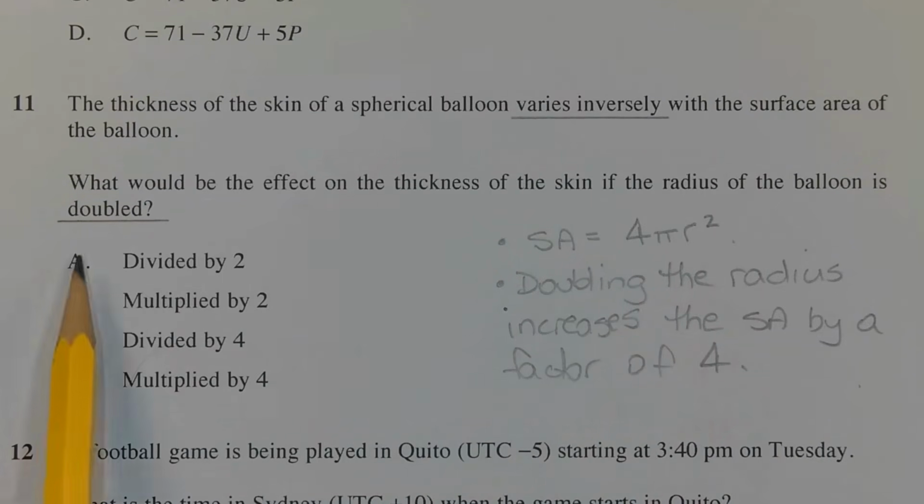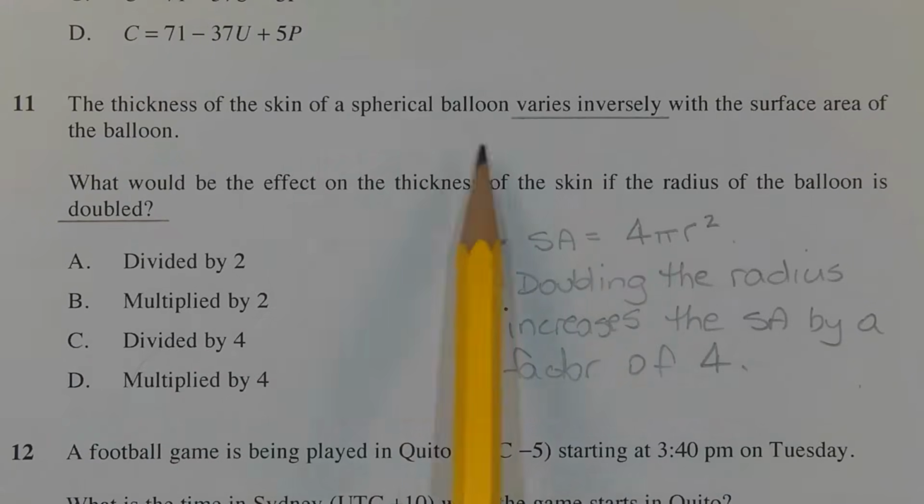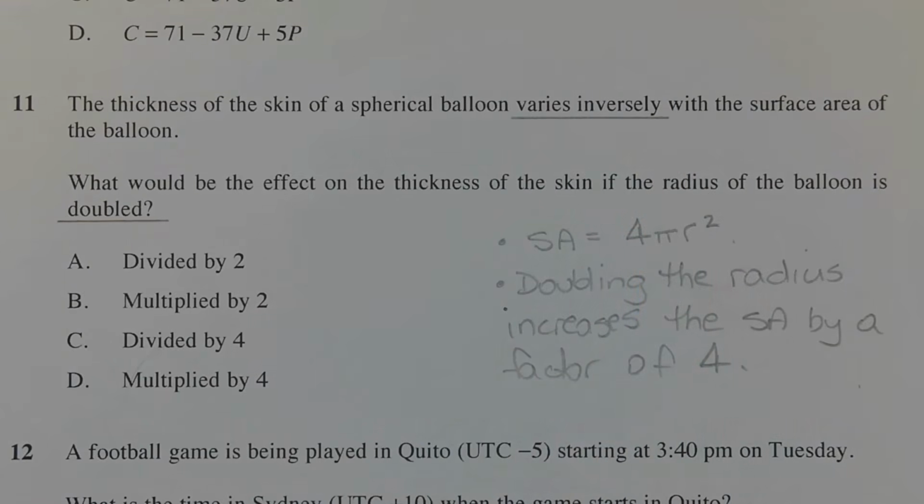So immediately looking at the four options, option B and option D are out because that implies that multiplied by 2 and multiplied by 4, the thickness of the skin would increase as the surface area of the balloon increases, which is clearly wrong. Because varies inversely, as I've stated before, means as the surface area is increasing, the thickness of the skin is decreasing. So we need to consider options A or C.